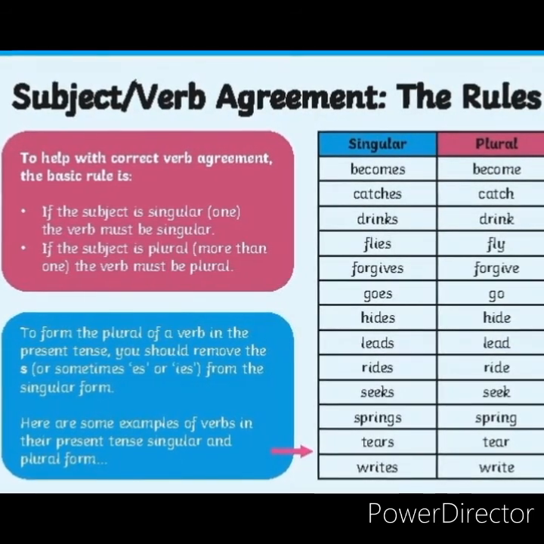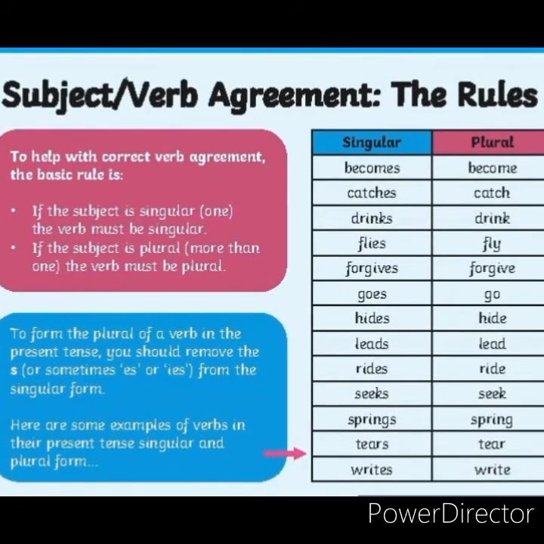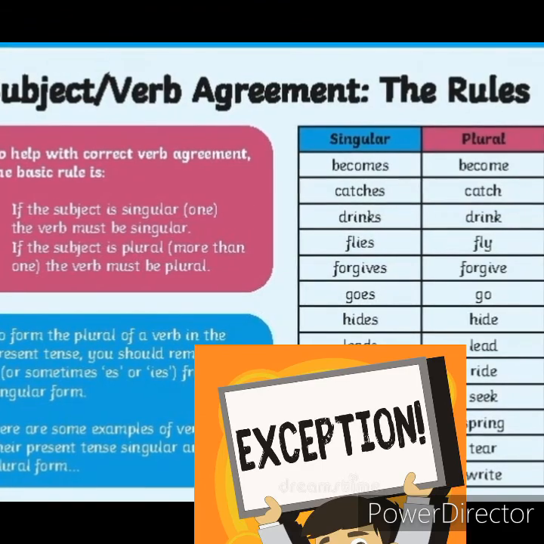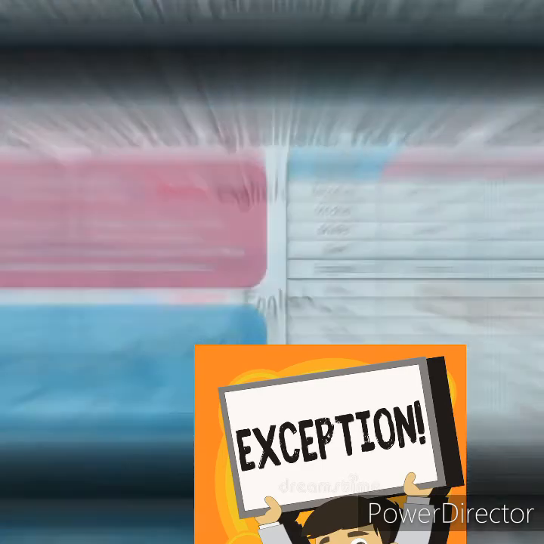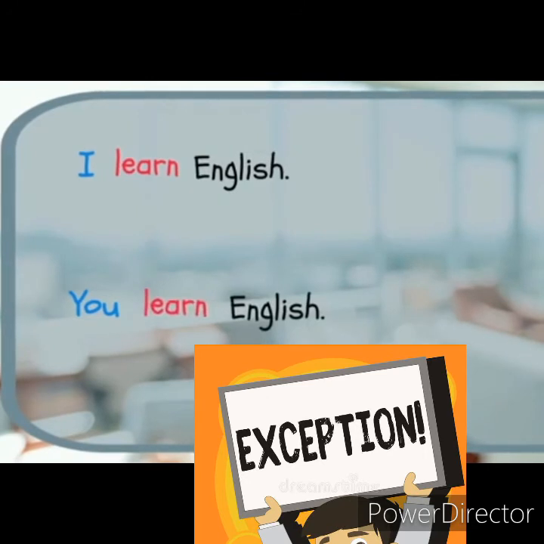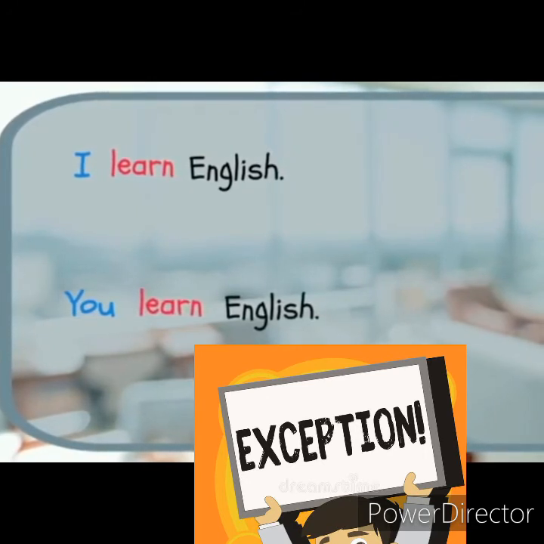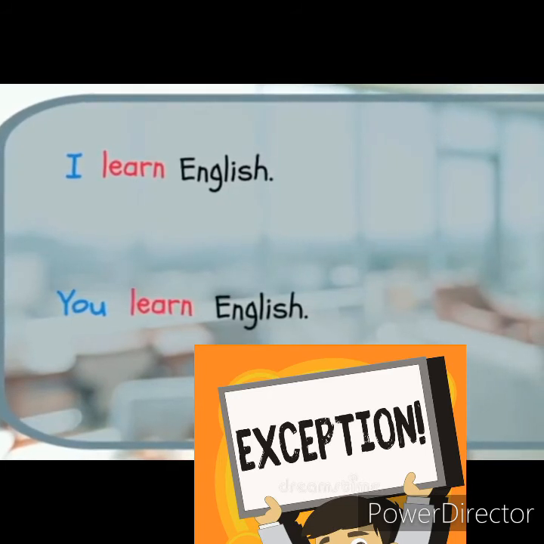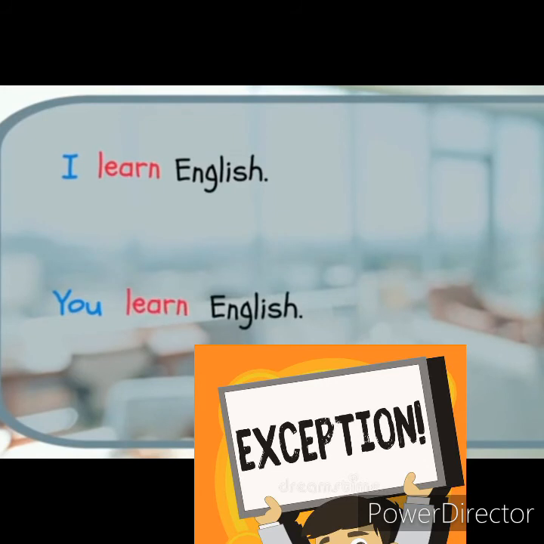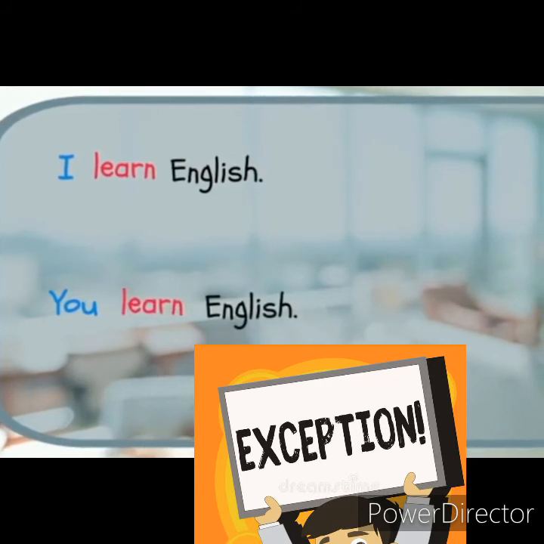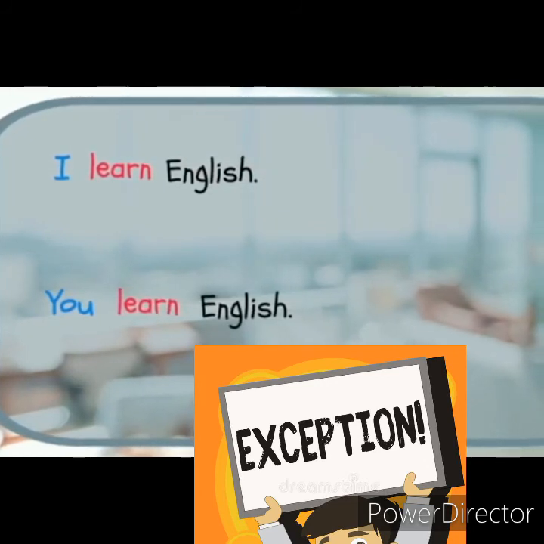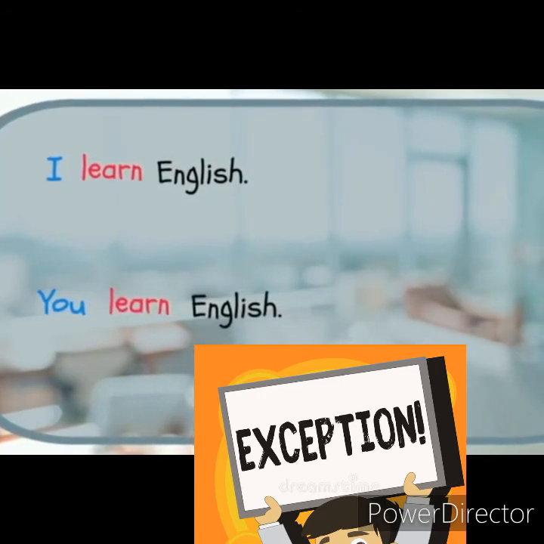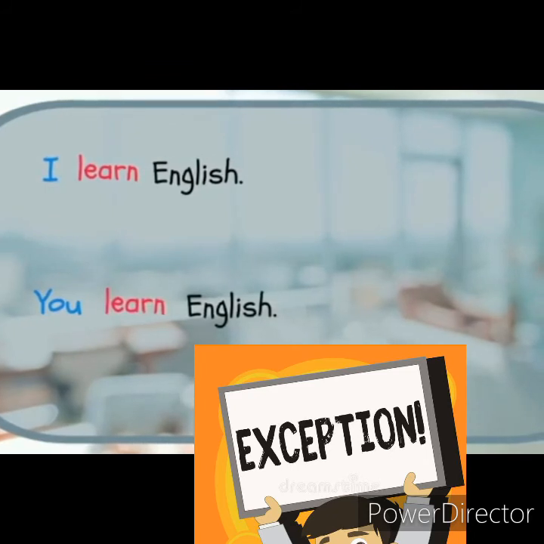Lastly, students, one thing that you need to remember is that there is one exception to this topic, subject-verb agreement, and that is, although I and you are singular, they always require a plural form of verb. For example, I learn English. So, I is a subject and it's a singular subject. So, it will take a plural verb, not a singular verb. So, learn is a plural verb.